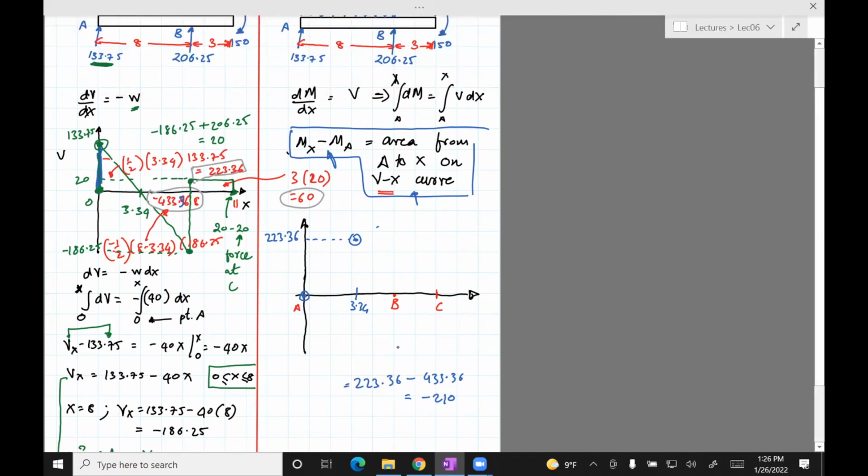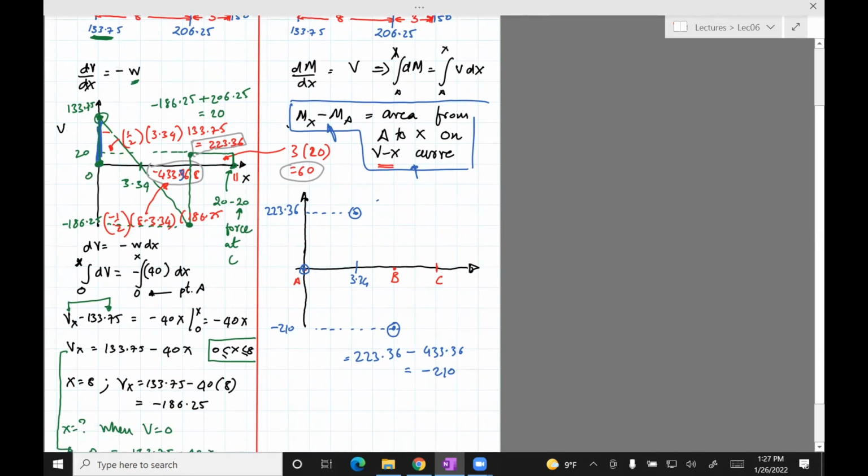So that point is right here, minus 210. Okay, so I need to connect this point A with this point, and then this point at B, right? And what helps me here is to look at how V is a function of X. So V as a function of X is a straight line.